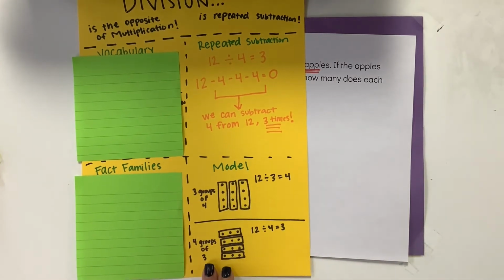Here is kind of the same thing. I just did it a little bit differently. Instead of 3 groups, I drew 4 groups. And you see that there's 3 dots in each group. So 12 divided into 4 groups equals 3.